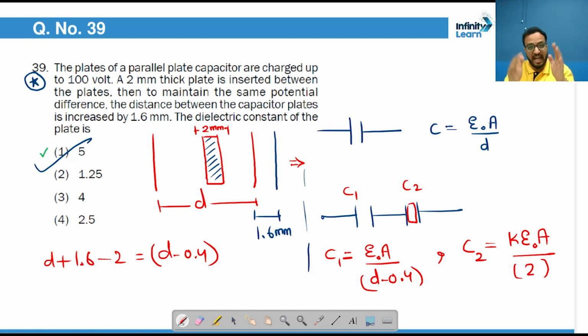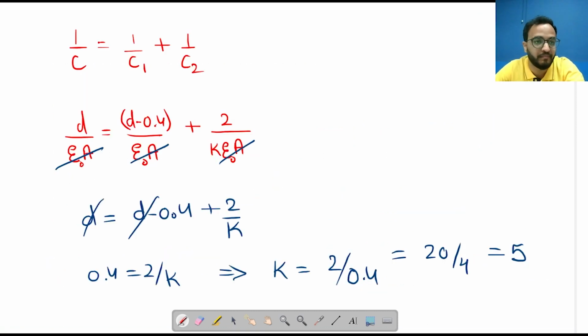Clear? See, overall gap was D. Then they placed a 2 mm dielectric. So what is the gap left? D minus 2. But they have increased it by 1.6. So what is the gap now remaining? D minus 2 plus 1.6. So that is D minus 0.4. Are you understanding? So what is the gap where there is no dielectric? It is overall D minus 0.4.